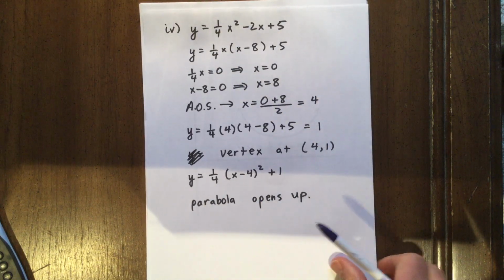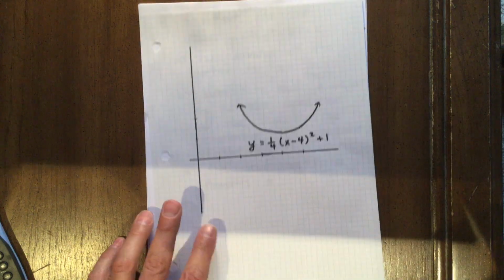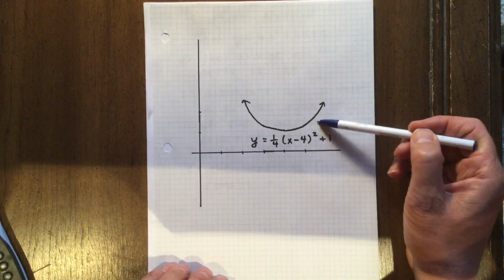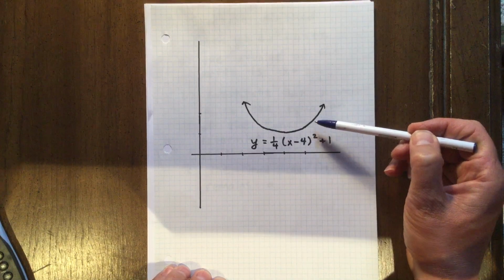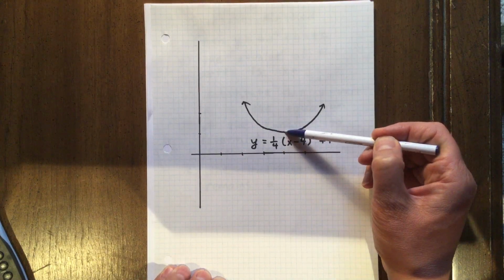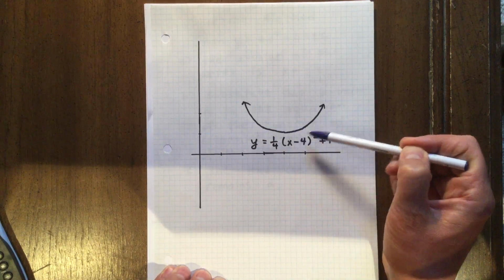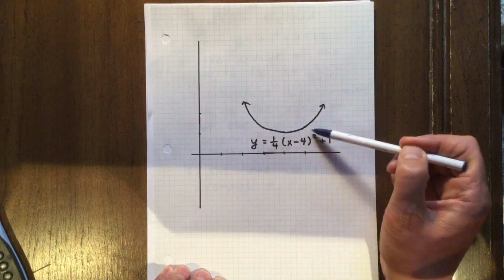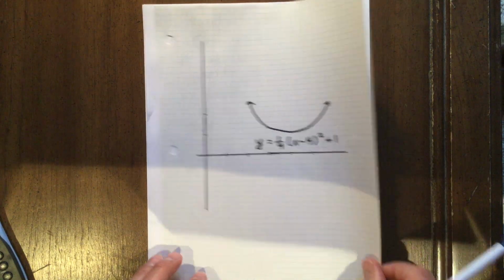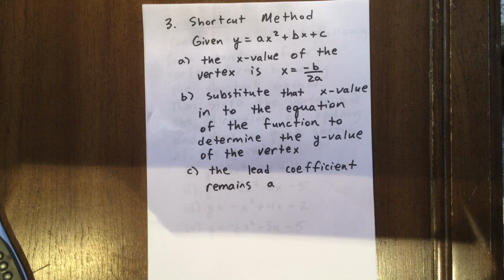I know my parabola opens up, and I can then draw a nice sketch. I know that if I go 1 unit to the left or 1 unit to the right of my vertex, I'll go up 1/4 of a unit. And finally, we get to what I call the shortcut method.